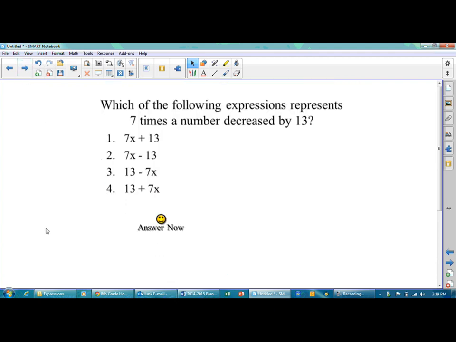Okay, multiple choice. You might want to pause and try this one on your own. Okay, which of the following expressions represents 7 times a number decreased by 13? Well, it says 7 times a number, so that means it has to be 7 times the variable. Well, they all say 7 times the variable. Decreased by, so that means it's got to be subtraction. So choice 1 and choice 4 are out. It's decreased by 13. That means we're subtracting 13. So it's got to be choice 2.